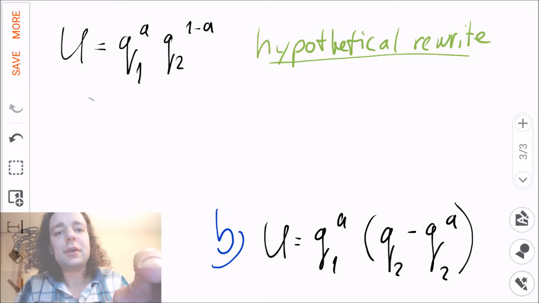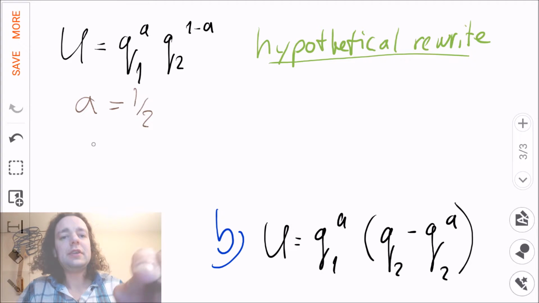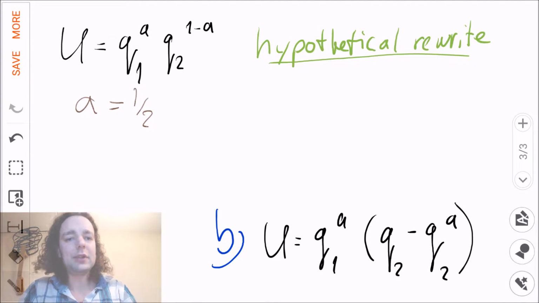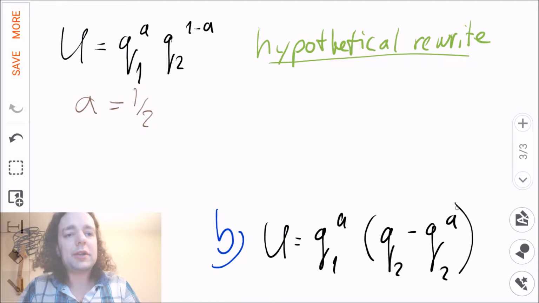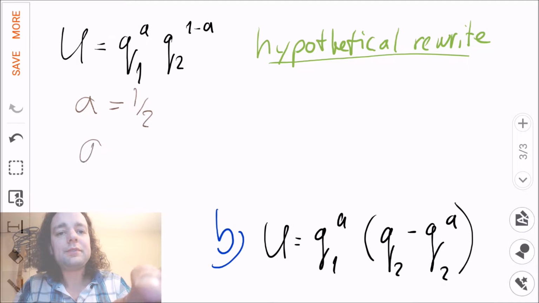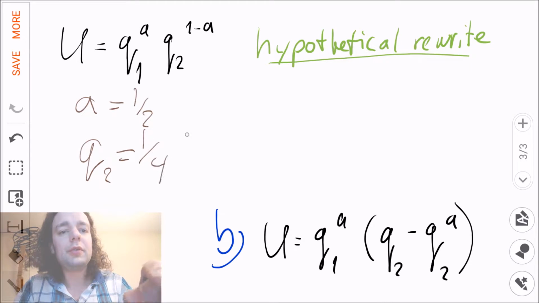We'll do this here as well. For a, we'll take a half, because that's easy. And q1 doesn't matter, right? q1 is equal in the formula, so I'm ignoring that one. It's about the q2, of course. That's what changes. So for q2 we'll take 1/4.